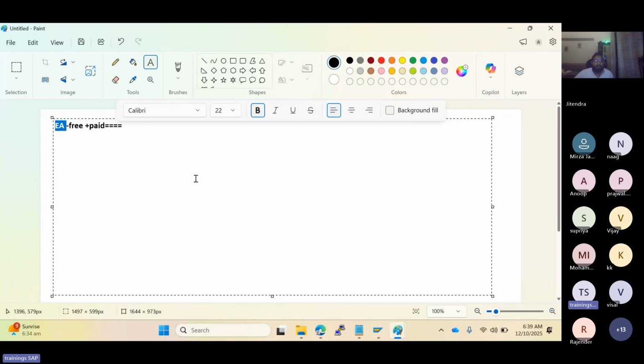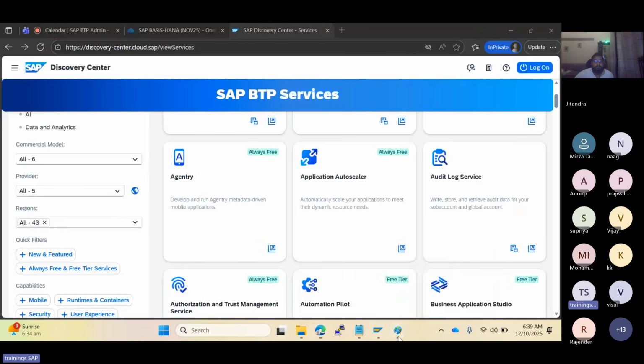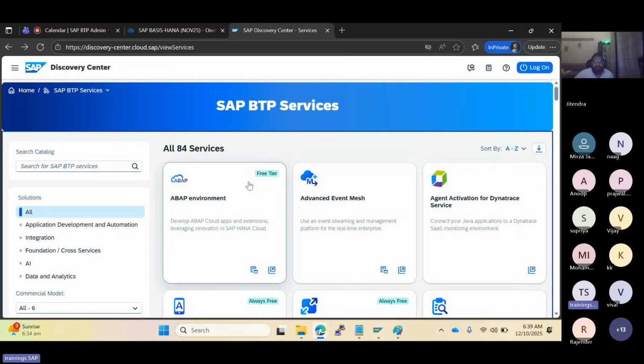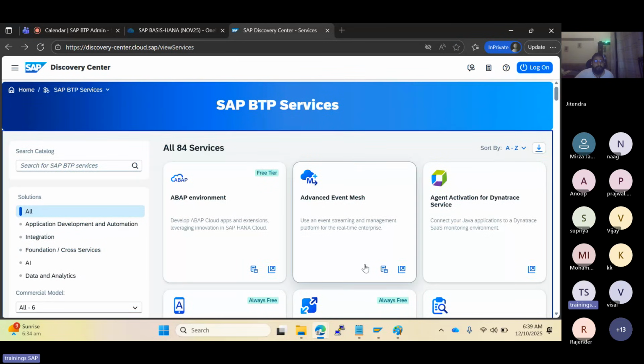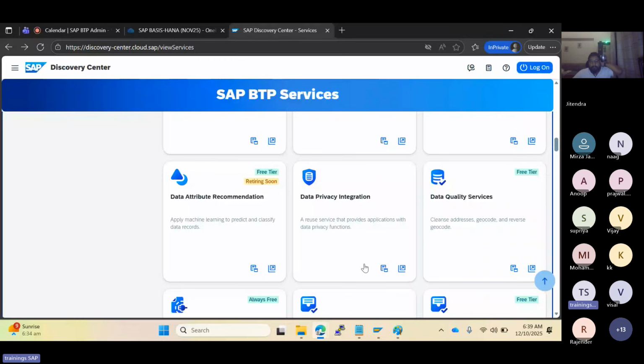From here you will see the list of services. Whatever services you have in the Discovery Center, all the listed services are available here. In the Discovery Center, you see all the listed services, right? These are all available, both free and paid services, depending upon the licensing model. Licensing model means what?